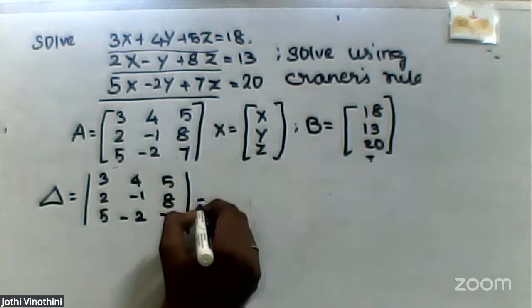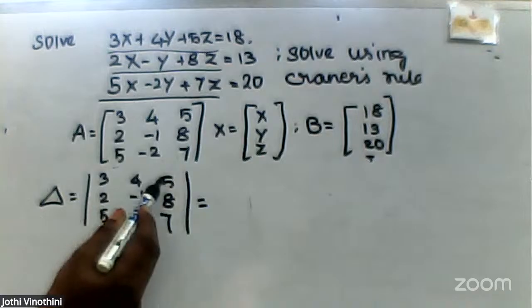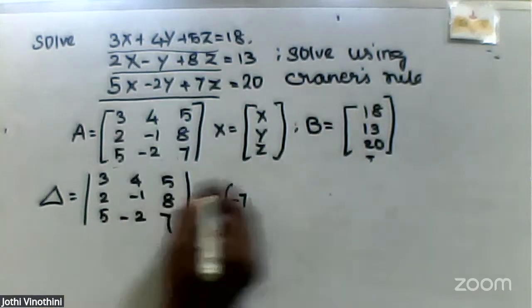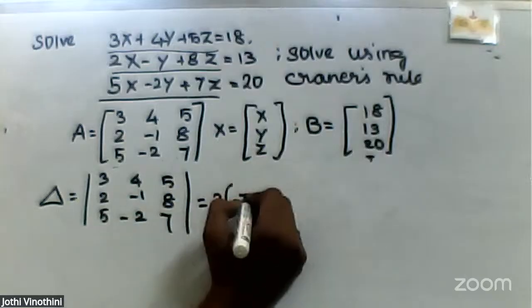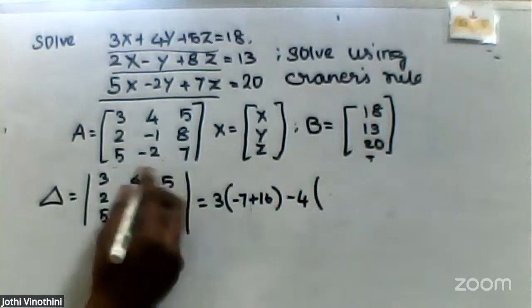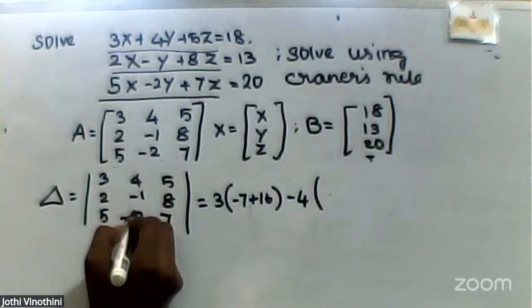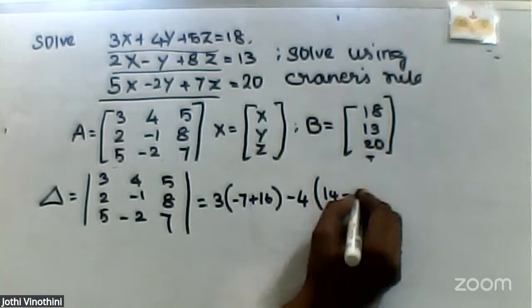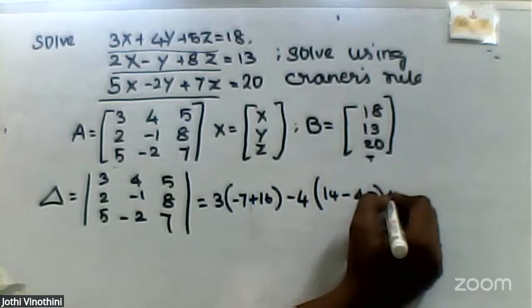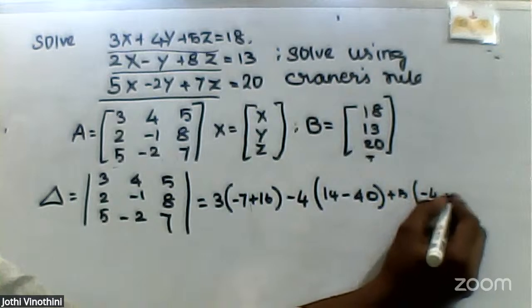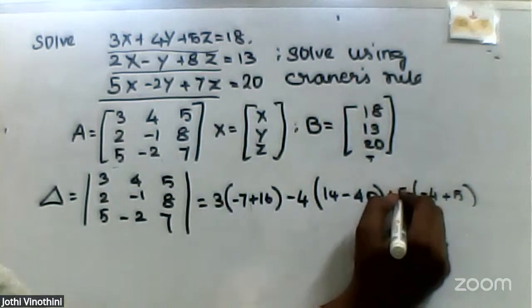Yes. I am going to take the determinant using row 1. So it will be 3 multiplied by minus 7, minus of minus 16 will be plus 16. Then minus 4: while considering 4, we leave its row and column and multiply 14, 8 5s are 40, so minus 40. And plus 5 multiplied by minus 4 plus 5. Clear?